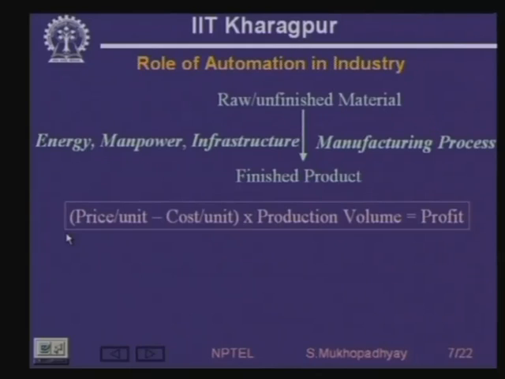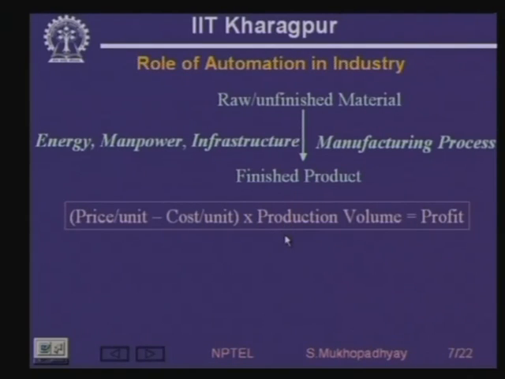What is the basic goal of a factory? What is the basic economic goal? It is a systematic economic activity. The basic goal is obviously to make profits. Now, we have to understand what affects profits, and we will see that automation affects almost every aspect of profit making. That is why it is so crucial for the success of an industry. So, to make that point, let us define a very simple equation which says that profit is price per unit minus cost per unit into production volume.